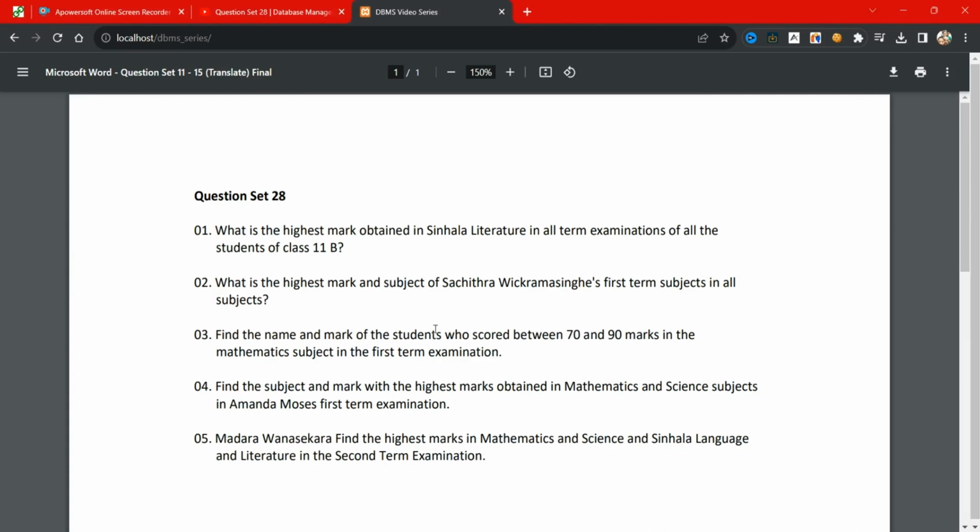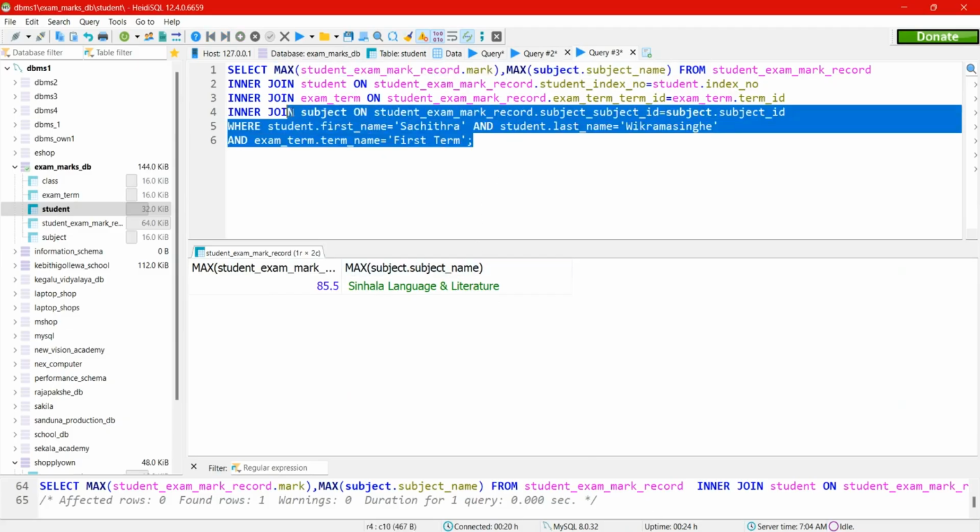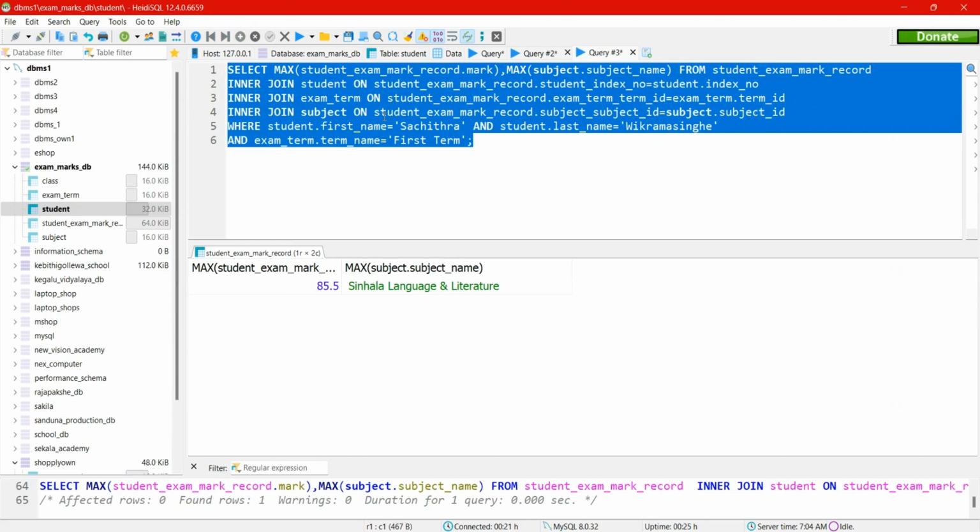Find the name and mark of the students who scored between 70 and 90 marks in the mathematics subject in the first term examination. In this question we need to find out the name and mark of the particular students who got between 70 and 90 marks in the first term examination mathematics subject. So this is what we need to find out in the third question. Let's write the query for the third one as well.